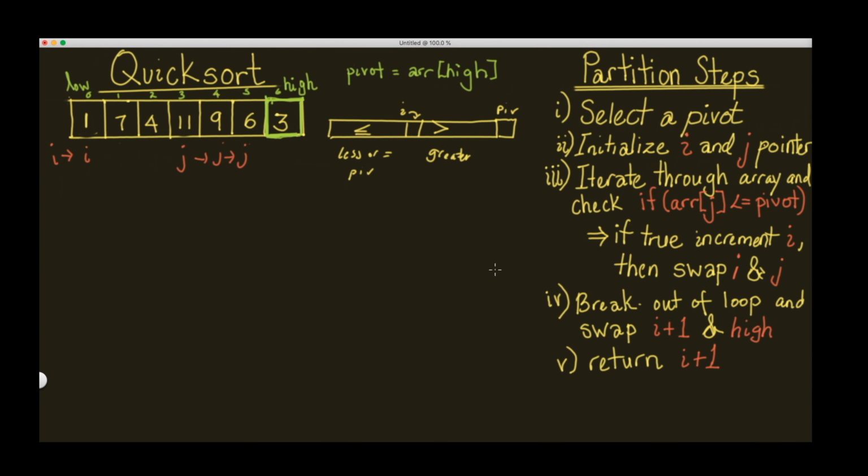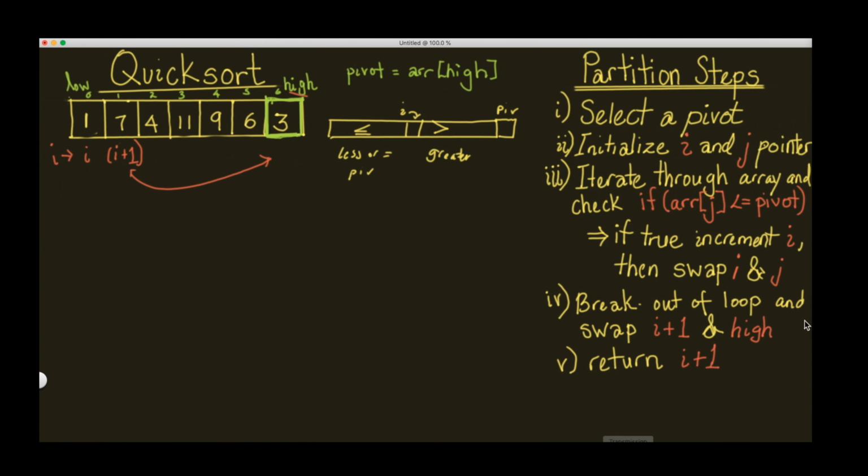So now when we break out of that loop, what's the next step? We're going to swap I plus 1 and the high, right? So this is I plus 1 right here. It's I plus 1. And this is high here, as we can see, it's labeled high. So we're going to swap those two. Let me just erase. We're going to swap I plus 1 and high.